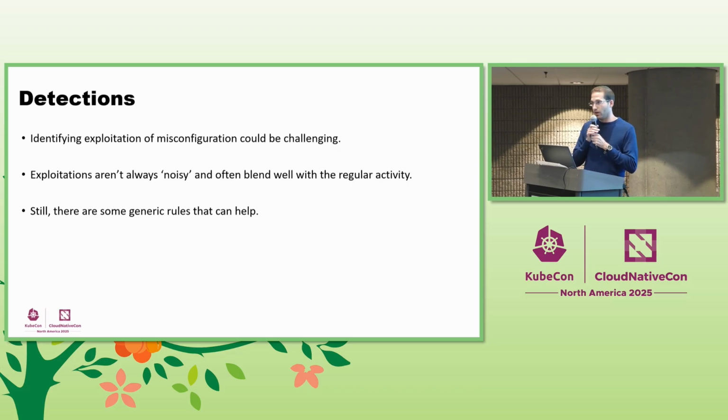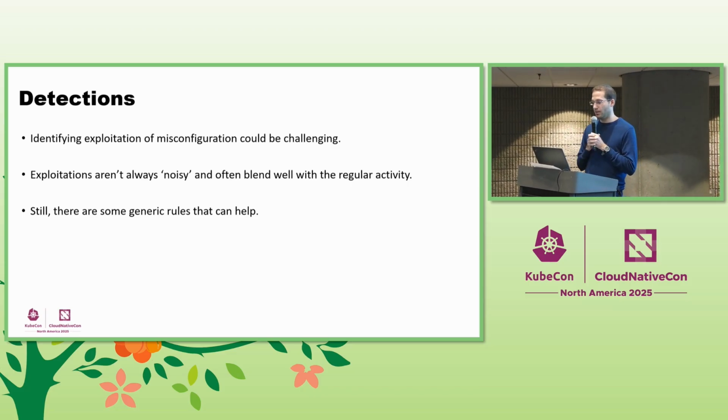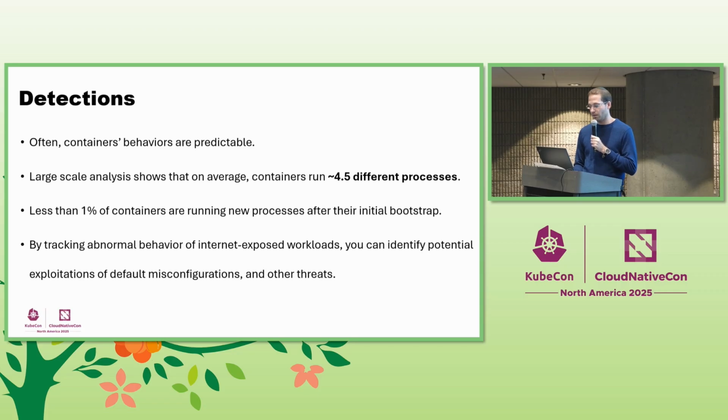OK, so as we said, it's always difficult to identify the exploitation of such misconfigurations, and it's difficult to have a generic rule that can identify such exploitations. But still, we have noticed something interesting. Many containers have predictable activity, and it's not new, and it's not surprising. Containers usually run a single application and therefore behave quite consistently over time. But it turns out that most of them are very consistent.